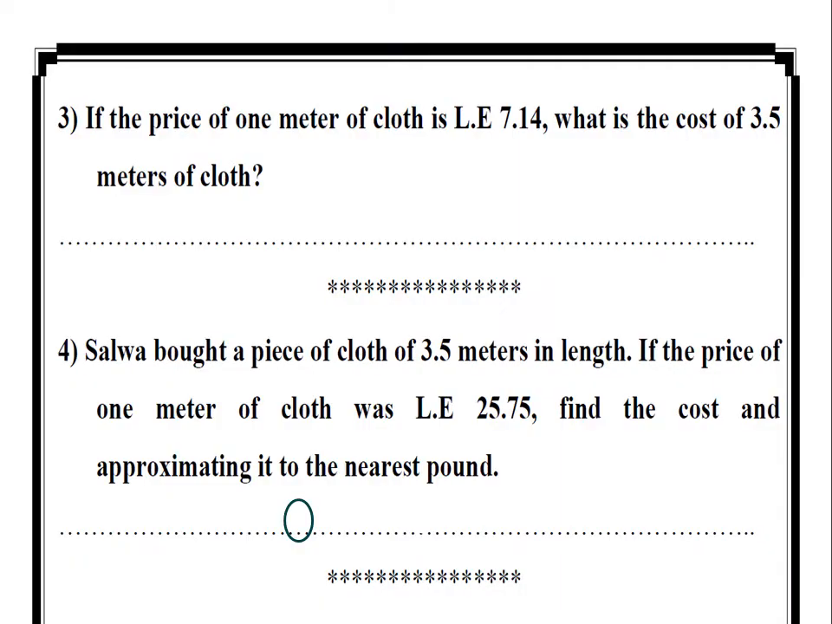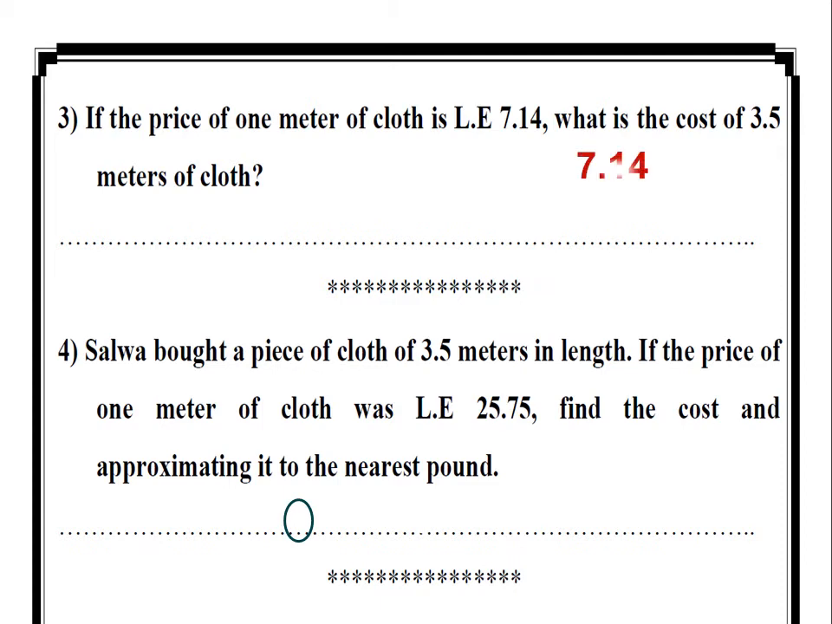Okay, our booklet page 11. Okay, so the first question says, if the price of 1 meter of cloth is 7.14 LE, what is the cost of 3.5 meters of cloth? So we are going to multiply the number of meters times the price of 1 meter.